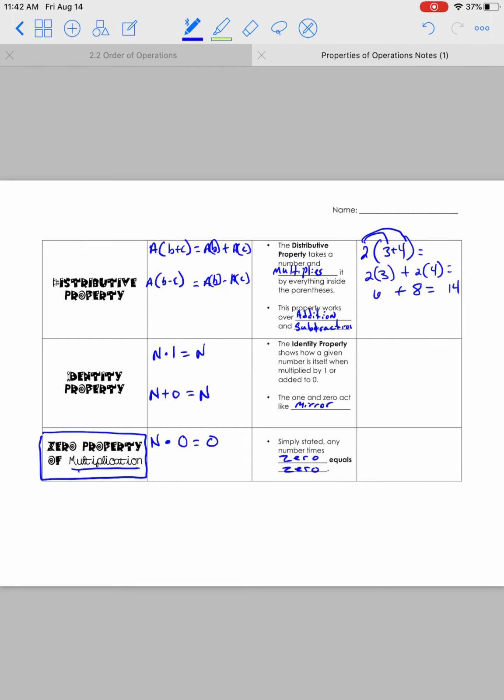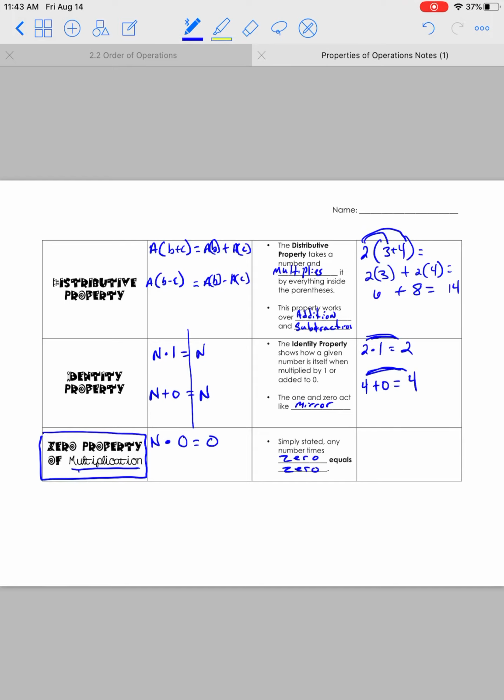The identity property. The identity property shows a given number is itself when multiplied by 1 or added to 0. It acts like a mirror. These act like mirrors. What I'm saying is this. 2 times 1 equals what? It equals 2, right? These numbers are the same. 4 plus 0 equals 4. Yeah, see? The 4s are the same.